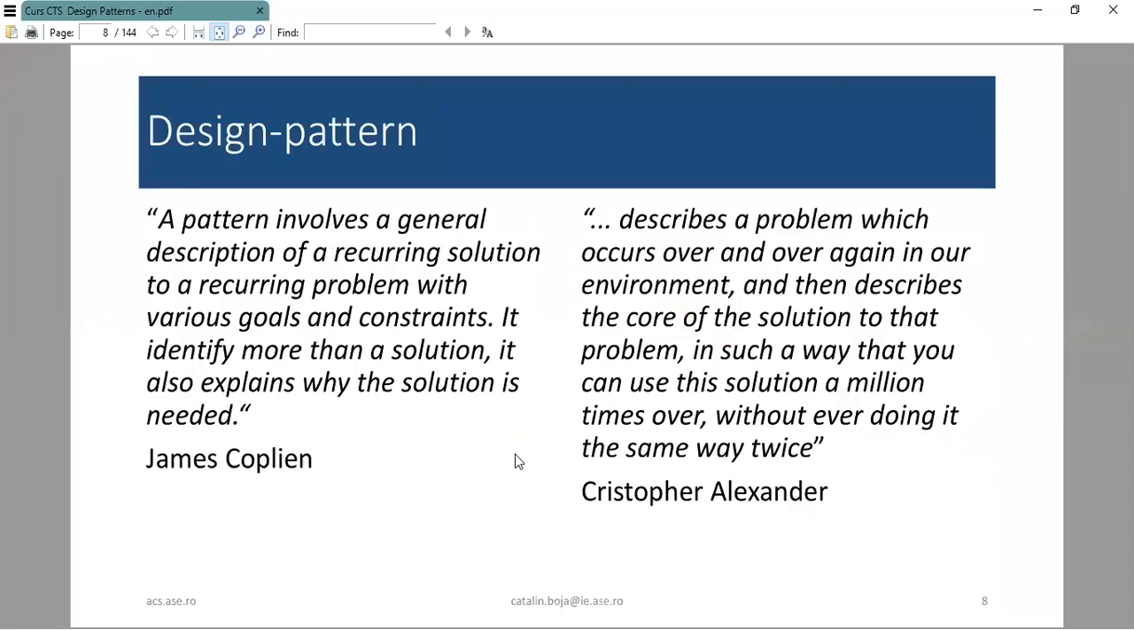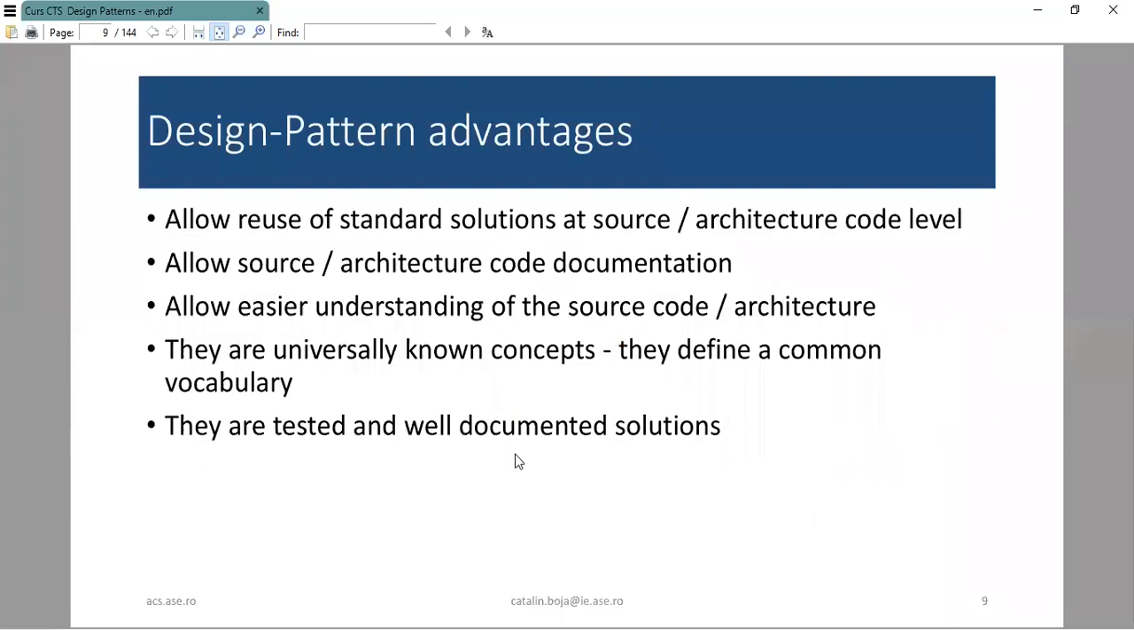Now, you have here other descriptions. Maybe they will help you see what a design pattern is, from different authors who have published books in this field of design patterns. So you can read their definition or description, and maybe that will help you see more clearly what a design pattern is. Now, the advantage is, like I said, I already covered this part, because when we talked about anti-patterns, like big ball of mud or spaghetti code, it's obvious that by using a design pattern, you avoid all those problems, and these are your advantages.